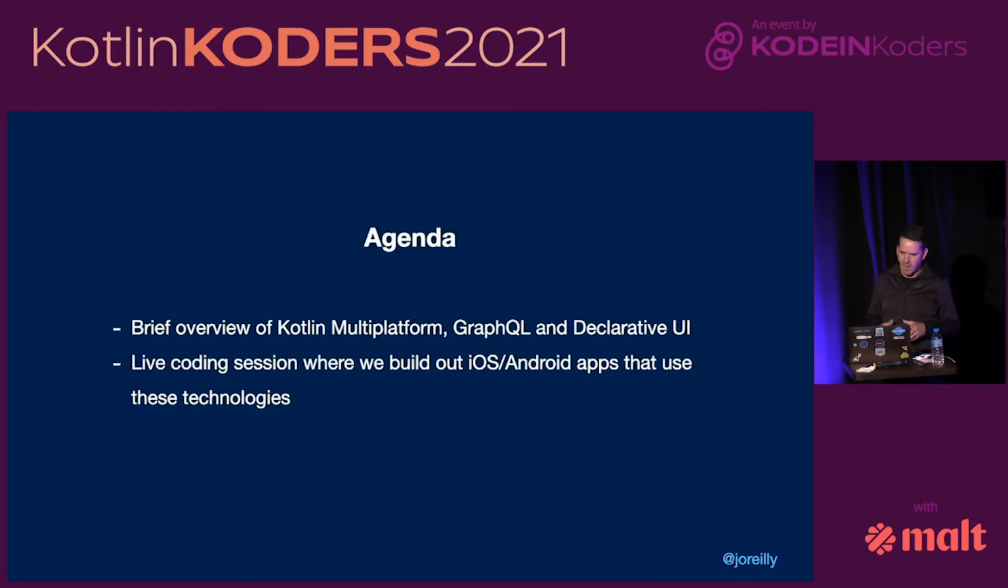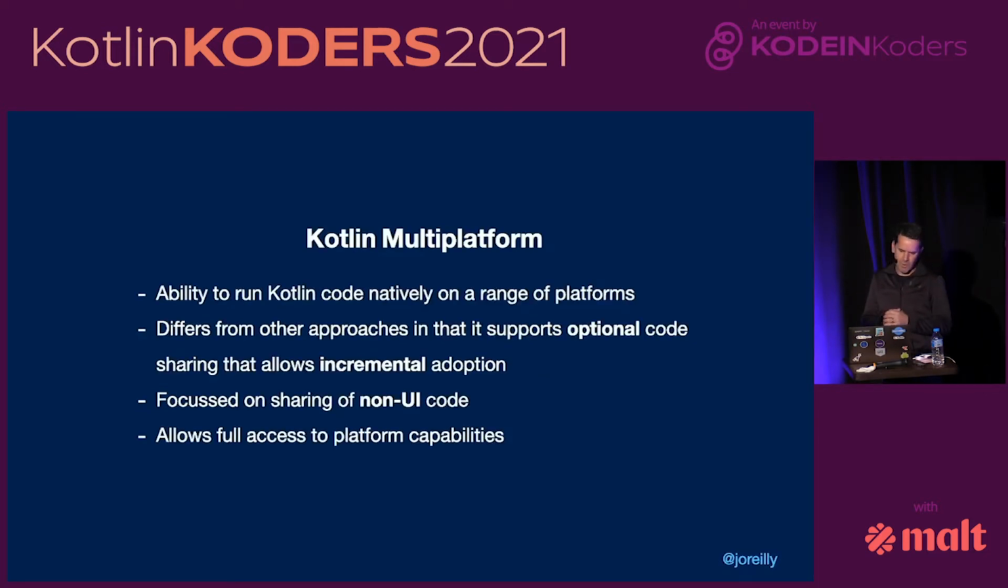So first up, Kotlin Multiplatform. You may have seen a few talks already about it today. Again, at a very high level, it's generally about the capability to run Kotlin code natively on a range of platforms. It differs from other approaches, what you might call cross-platform approaches, in that it's really focused on some sharing of non-UI code. It supports what's described as optional code sharing, which, critically from a risk management perspective, allows you to incrementally adopt Kotlin Multiplatform into your existing projects.